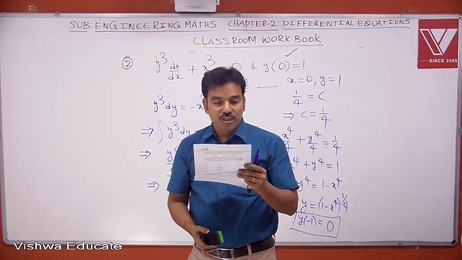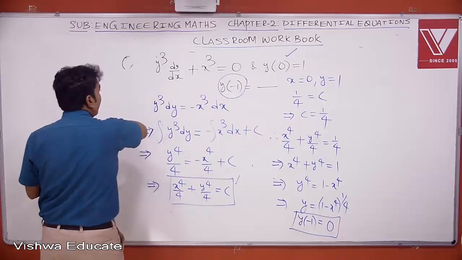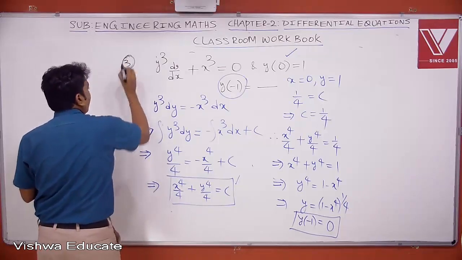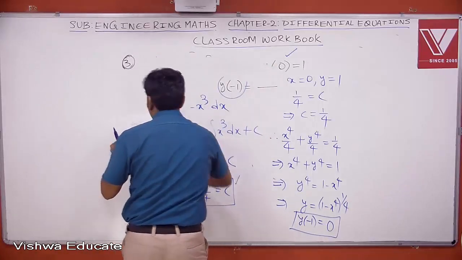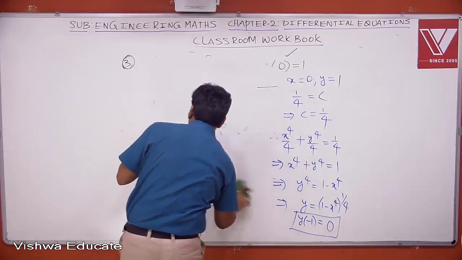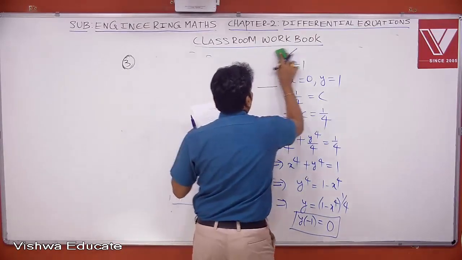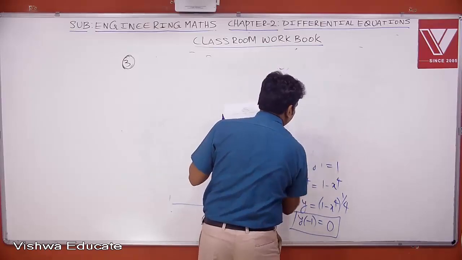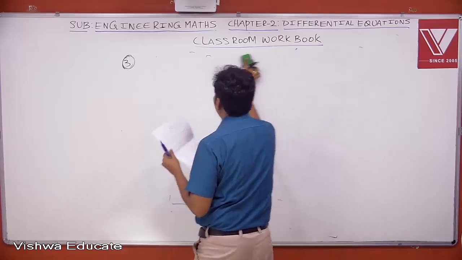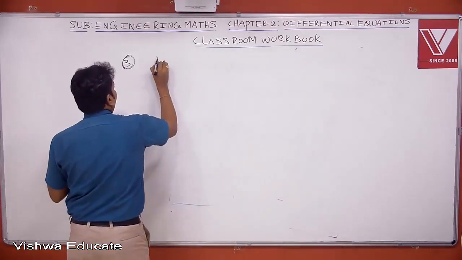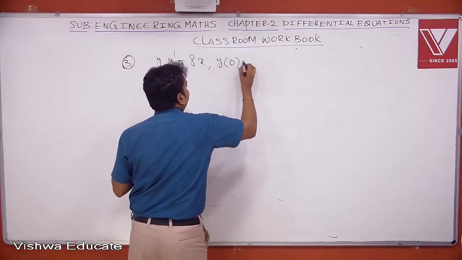Now let us discuss question number 3. If y of x is a solution of the equation y into y dash equal to 8x, comma y of 0 equal to 2, then the absolute value of y of 2 is. Again, this is a kind of previous two questions. Let us handle this. What is my equation? y into y dash equal to 8x. The boundary condition is y of 0 equal to 2.